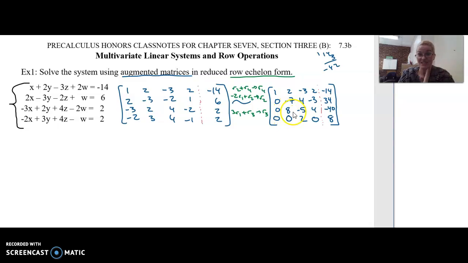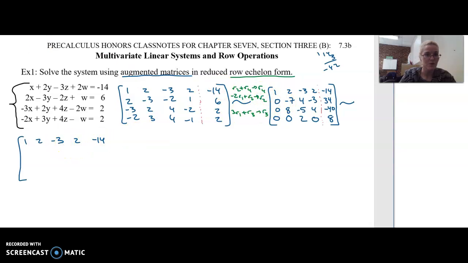And so in my opinion, the easiest way to get a 1 here is just to add these two rows together, right? Because -7 and 8 add up very nicely. So I'm going to do this, but I'm going to rewrite my matrix here. I'm going to keep the first row the same. So 1, 2, -3, 2, -14.